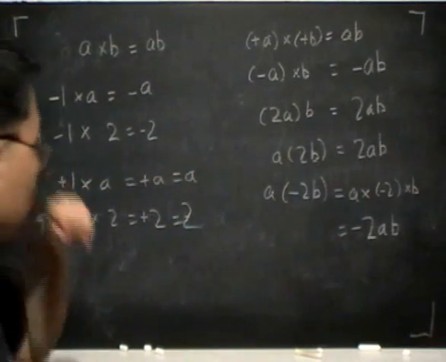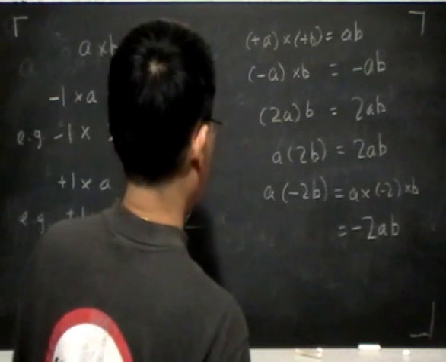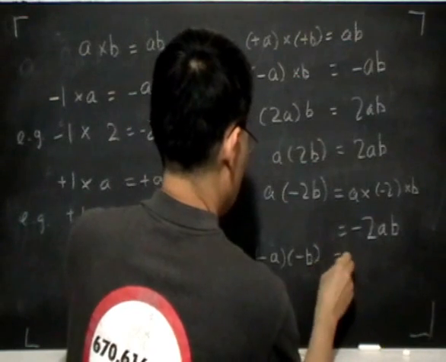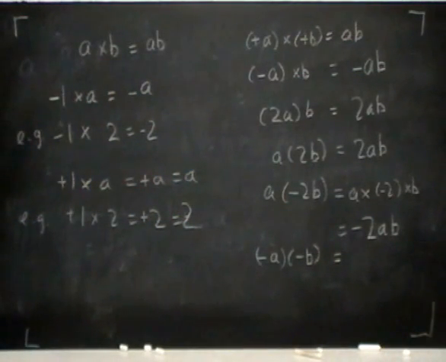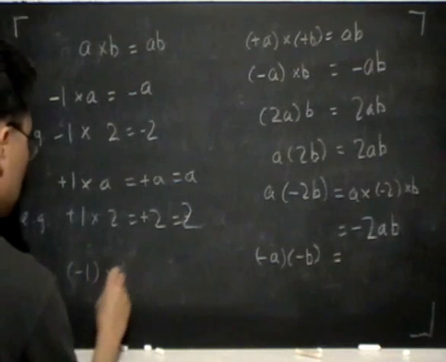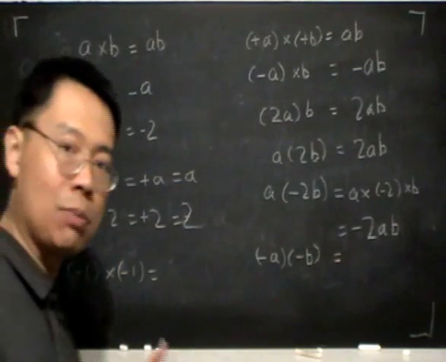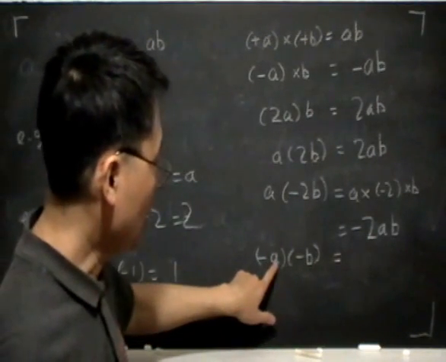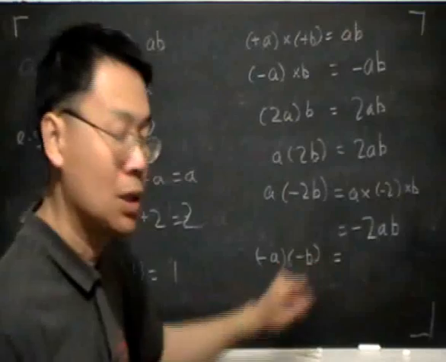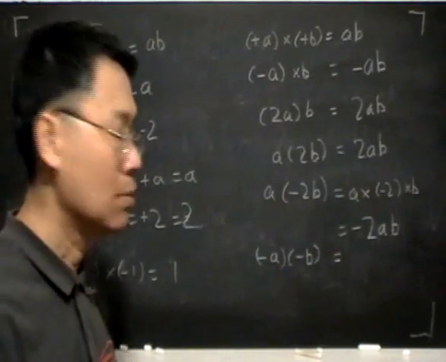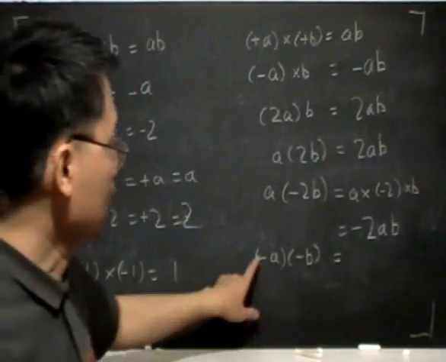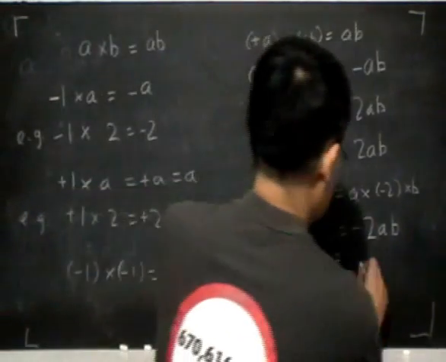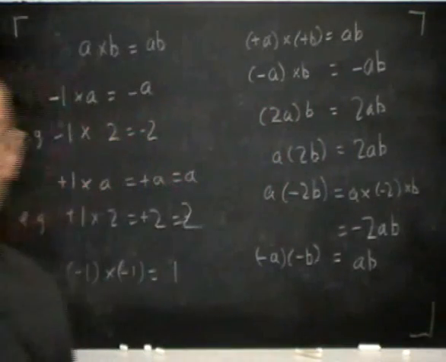So let's look at one more example. What happens when we multiply minus A and minus B? Now, in numbers, we know that if you have minus 1 times minus 1, the minus and minus sign cancel to give 1. So in the same way, minus A times minus B, the minus and minus cancel, becomes a plus. So they cancel, and you would just have AB as the answer. That's right.